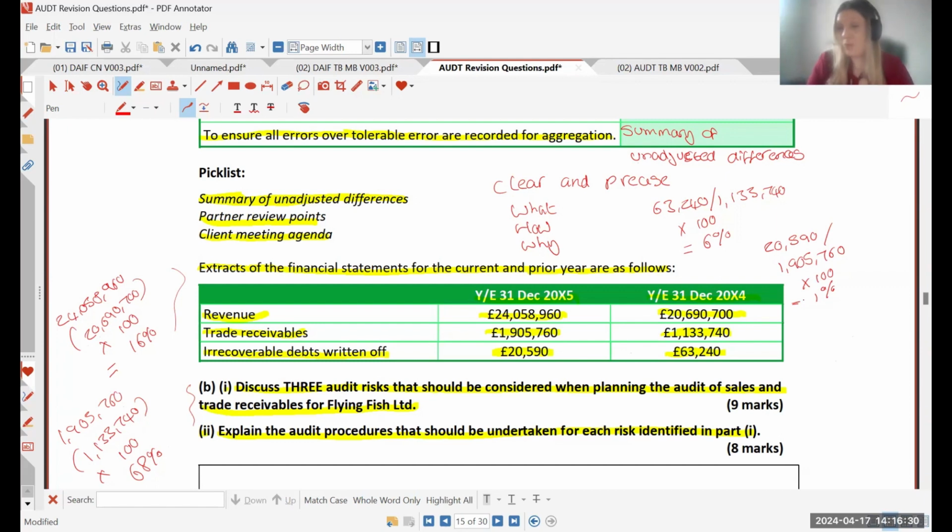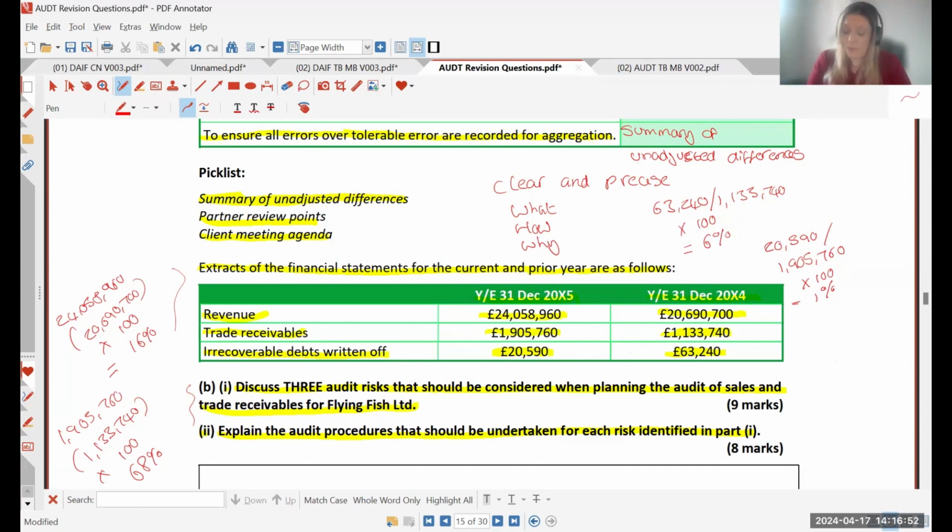Okay, there might be some genuine reasons, but as an auditor, we should be looking at this and going, well, it's a bit weird, it's a bit strange that revenue and trade receivables have increased so much. And what's even stranger is that even though they've increased, our irrecoverable debts have decreased. That's not what we would expect.